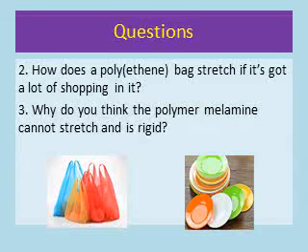Okay, so the answers to those two are, for number 2, the intermolecular forces are relatively weak in polyethylene. Therefore, the chains can slide over each other. So the important phrase in that answer is the fact that the polymers can slide over each other. For number 3, in melamine, there are crosslinks between the strands of polymer. So that means that the molecules cannot slide over each other.